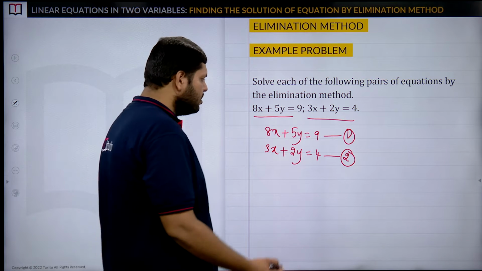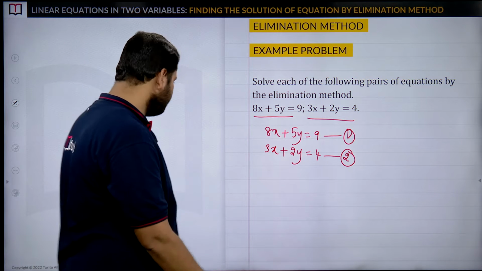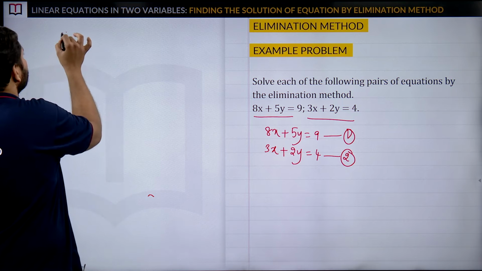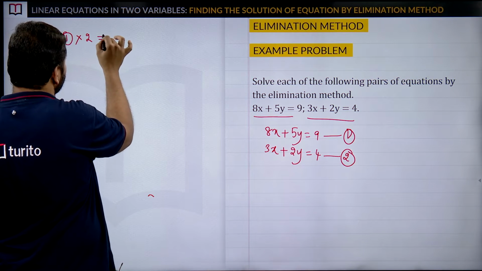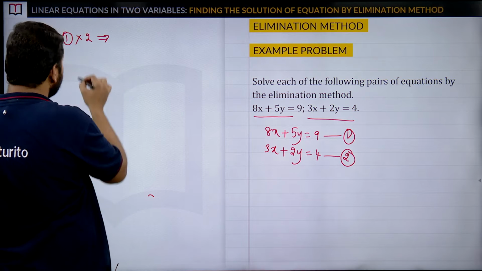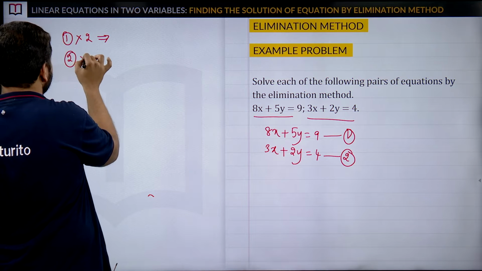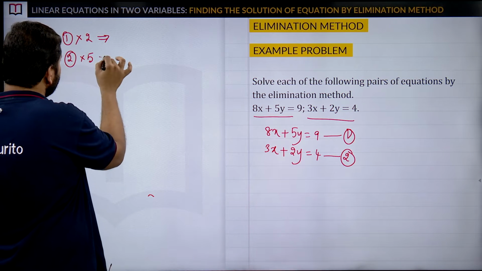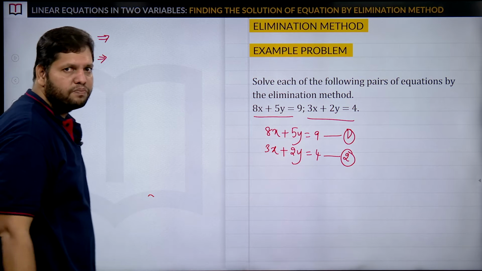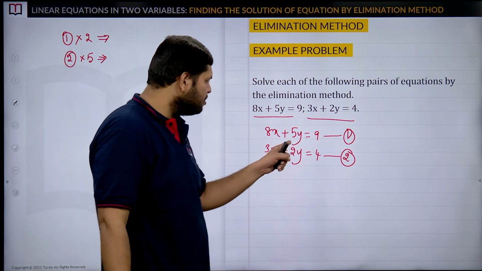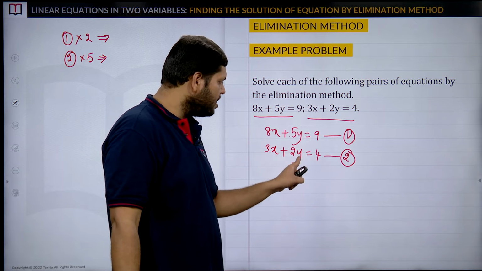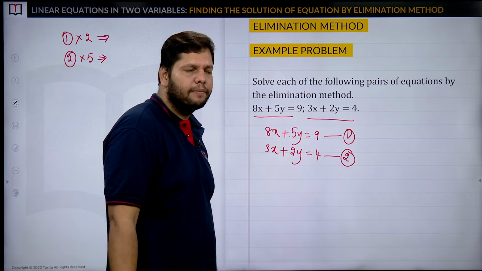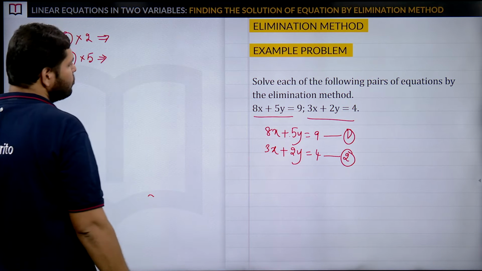So further what I am doing? For equation 1, I am multiplying with what, children? Can you guess and tell me? For equation 1, I am multiplying by 2. And for equation 2, I am multiplying with 5. Then only what happens, children? The coefficient of y will be the same. If I multiply 2 here, 2 into 5 is 10. If I multiply 5 here, 5 into 2, again it is 10.